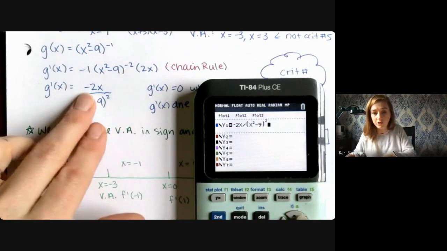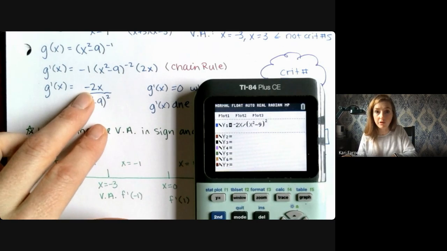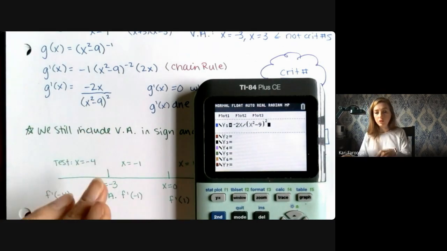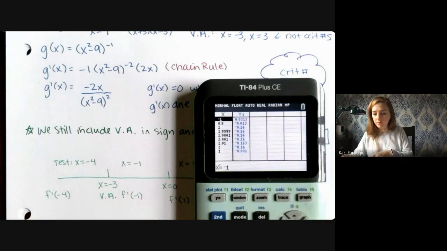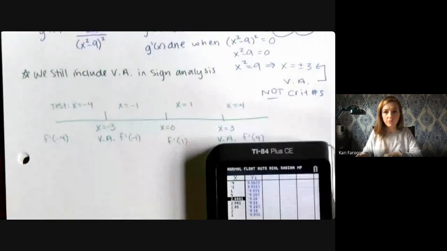Now, in this case, the numerator just has one term. If it had two terms, you better make sure you put parentheses around it. When in doubt, use parentheses. So that's my derivative. Let's go ahead and go to the table. I'm going to look at 4 different test points, -4, -1, 1, and 4. Those were the test values that we chose.